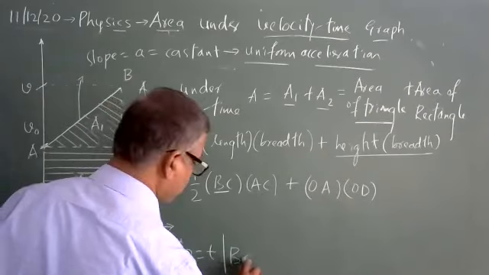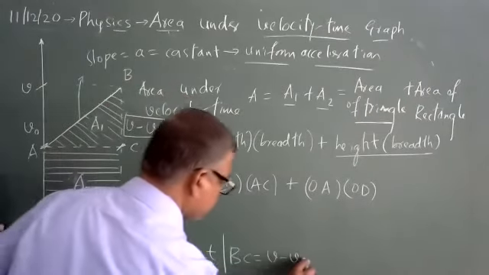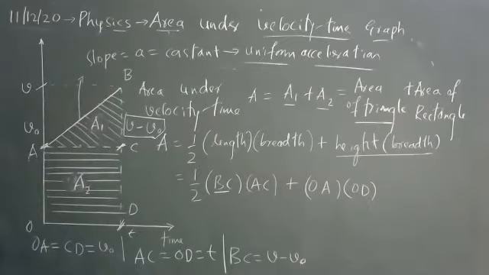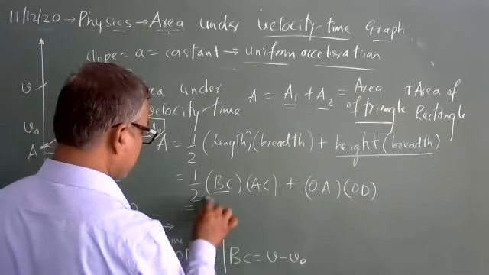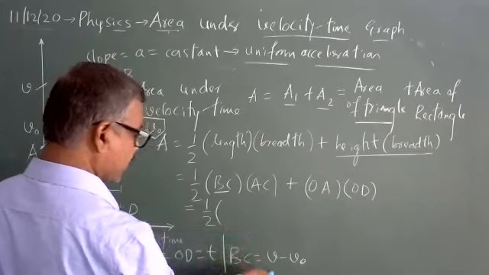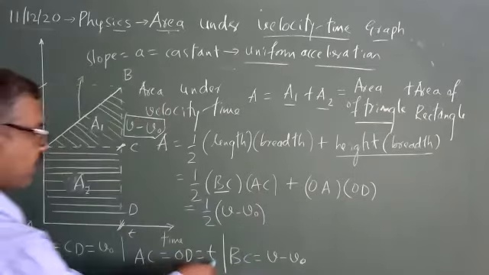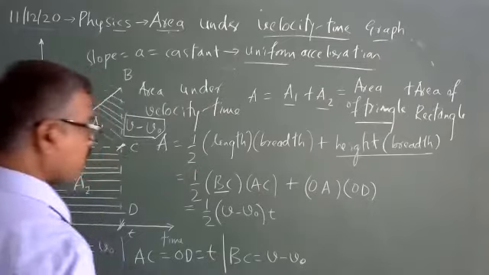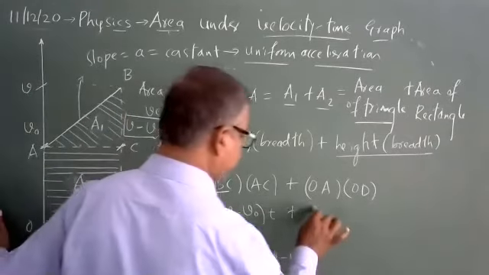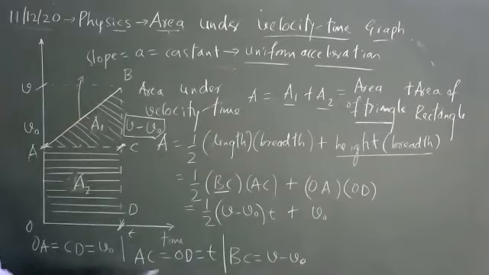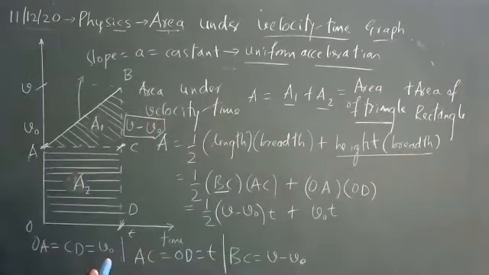BC is equivalent to V minus V0. So all these values, once I put into this relationship, it looks this simple. It is 1/2 BC, V minus V0. AC, what is AC? Time, plus OA. What is OA equal to? V0. What is OD? OD equal to time. So all the parameters are substituted.